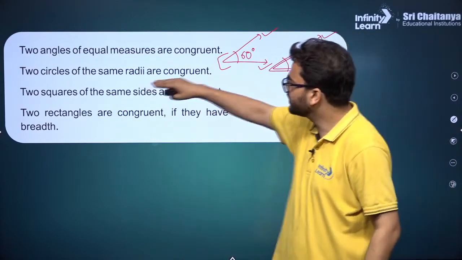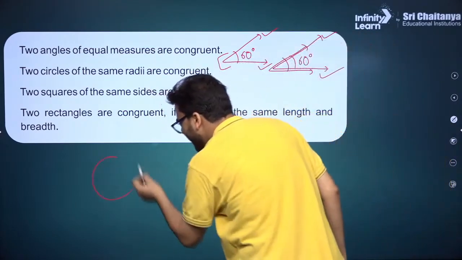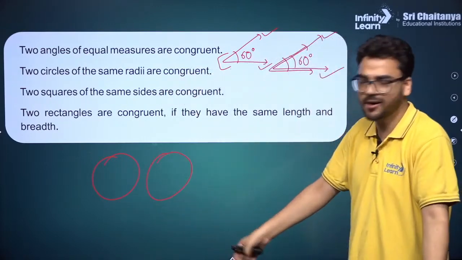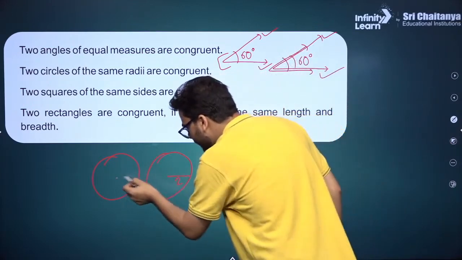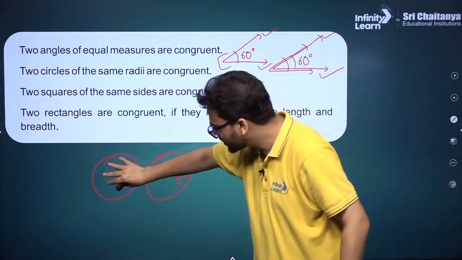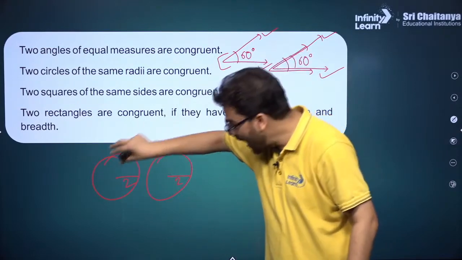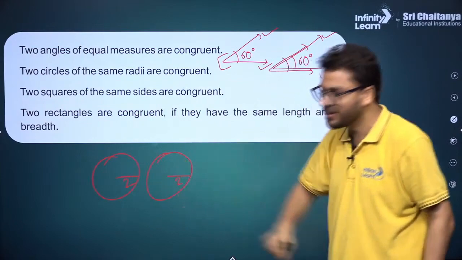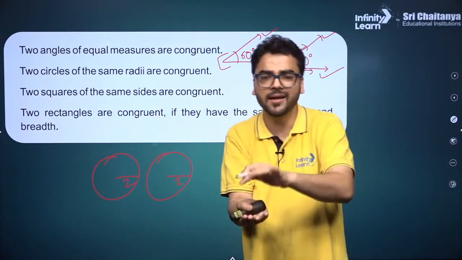Now two circles of the same radii are congruent. So if you make two circles over here, any circle, I'm just making a rough figure. They are not exactly congruent, you understand, because it's just a rough figure. If their radii are same, for example, this is 2 centimeter and the radius of the other circle is also 2, if you put this circle on this one, it will completely cover up this circle, and also if you put this circle on this one, this will completely cover this. They both must cover each other exactly.